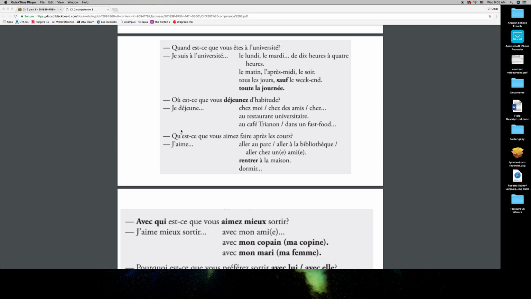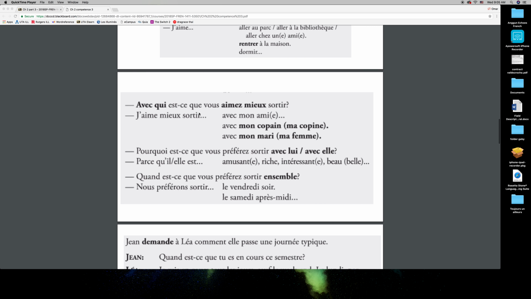Qu'est-ce que, with the question word que, what? Qu'est-ce que vous aimez faire après les cours? Vous aimez, use this to answer, change it to I, j'aime, and then you use an activity. J'aime aller au parc, j'aime aller à la bibliothèque, j'aime rentrer à la maison, j'aime dormir.